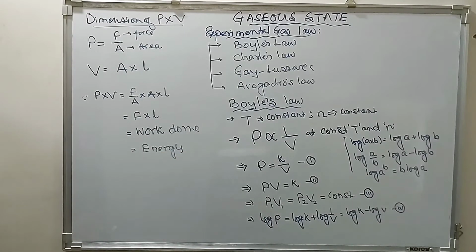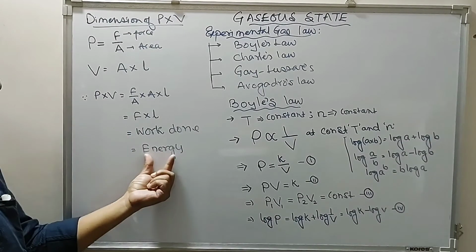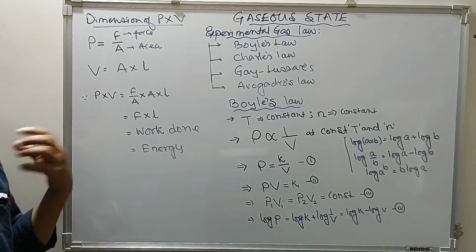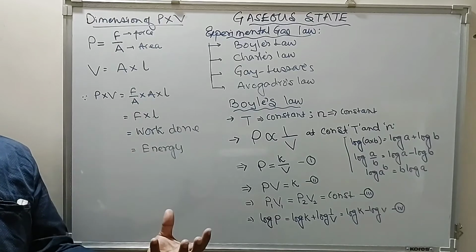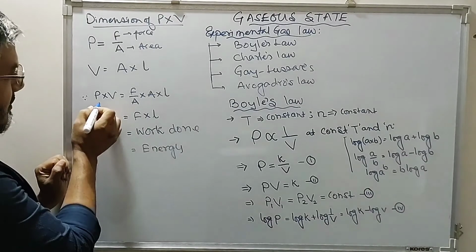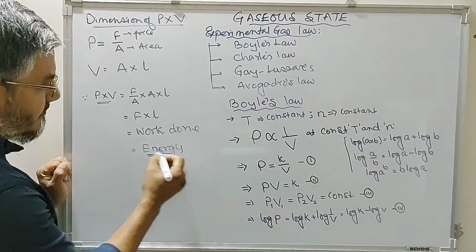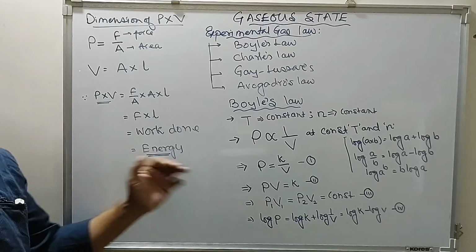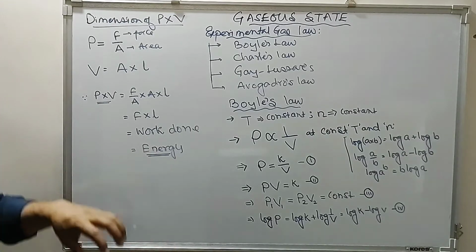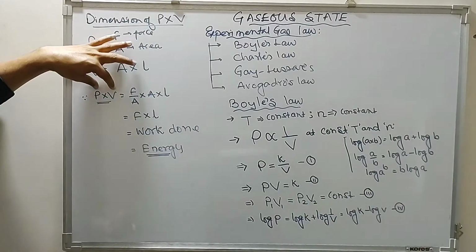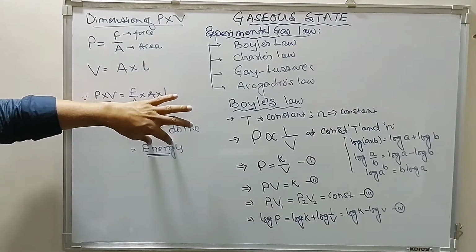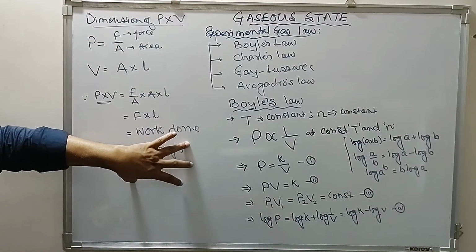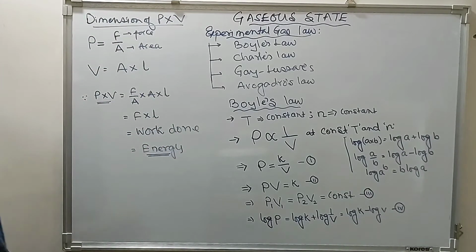So that means the dimension of pressure into volume is equal to the dimension of energy. So pressure into volume of a gas signifies the energy content of the gas. Energy is measured in joules, and for a larger quantity we define it in kilojoules. So simply saying, the dimension of pressure into volume is always equal to the energy of the gas. So pressure into volume defines the energy content of the gas. This we have to keep in mind.